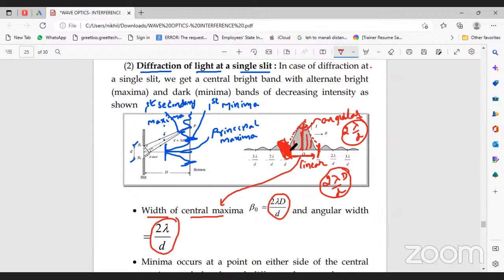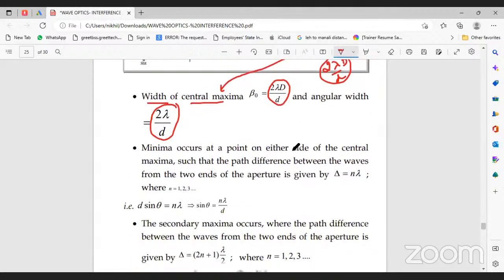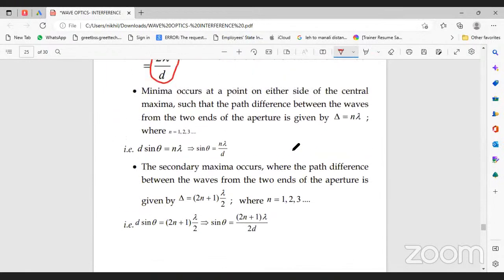And there will be a condition for the maxima and the minima. Now, what is the path difference d sin theta equal to? Path difference d sin theta is equal to n lambda. This is the condition for the minima. So to obtain the condition for the minima, the path difference d sin theta must be equal to n lambda.